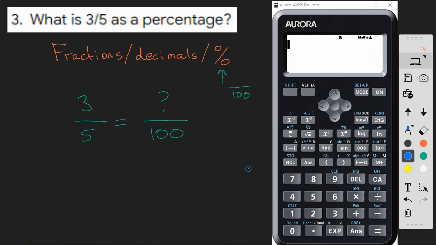3/5. So our key to working with equivalent fractions is to take the same action on the top and the bottom. And what we can see here is how have we got from 5 to 100? Well, we've multiplied by 20. What do we need to multiply 5 by to get 100? That's a division calculation. 100 divided by 5 equals 20.